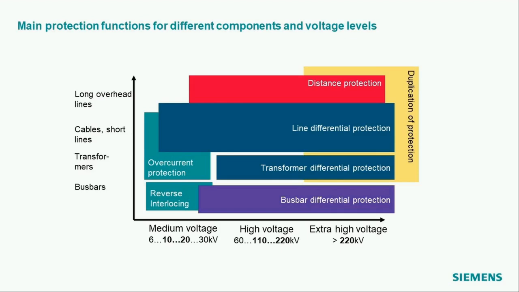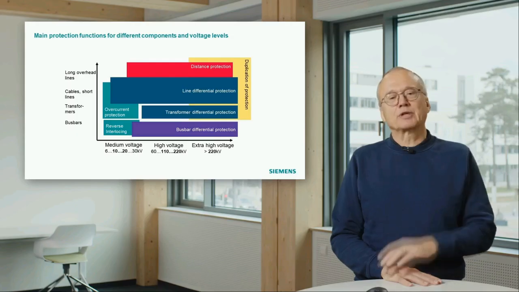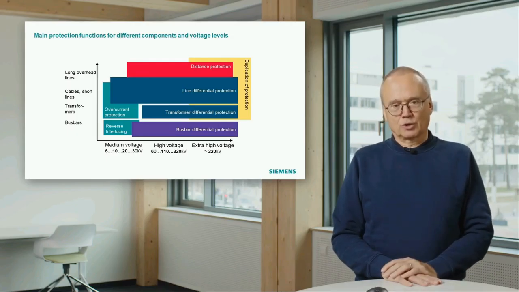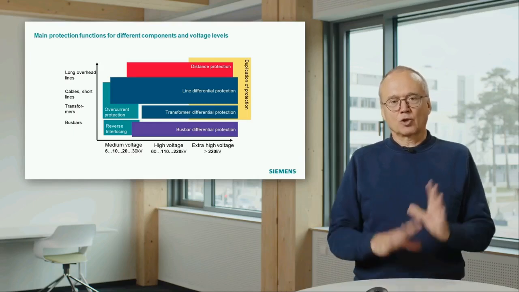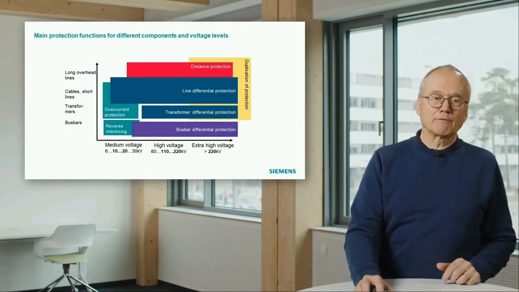If we look at simpler distribution substations, there we need more economic solutions. And one typical application there is the so-called reverse interlocking. That is a special scheme where the overcurrent protection relays, which are available there anyhow to protect the feeders, are connected in an interesting way to protect the bus bar with very short tripping times. So that was the selection of the main protection function.